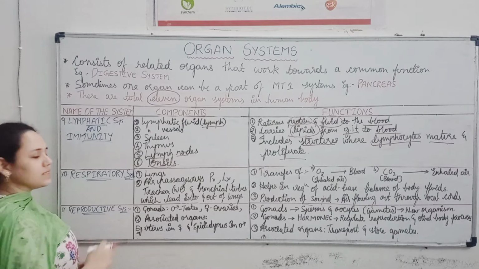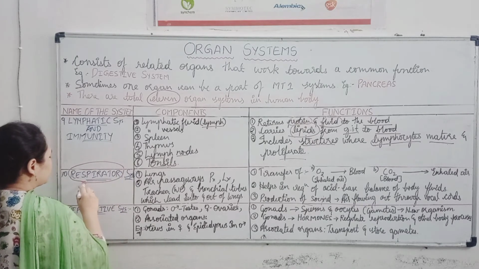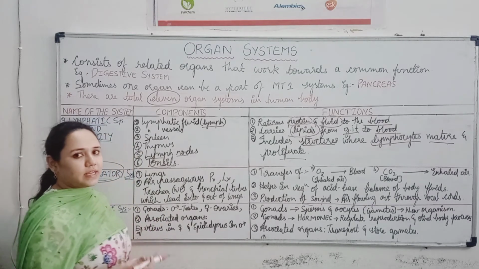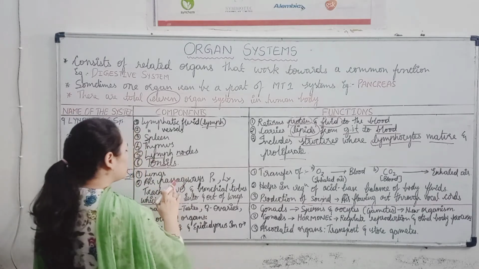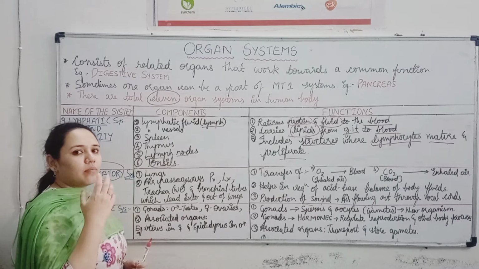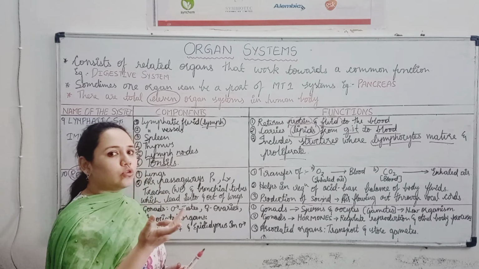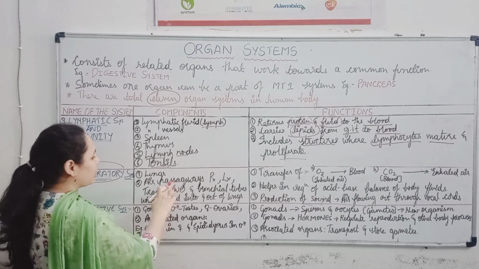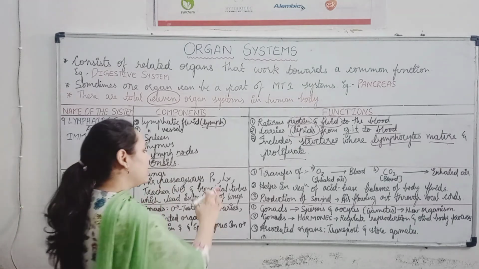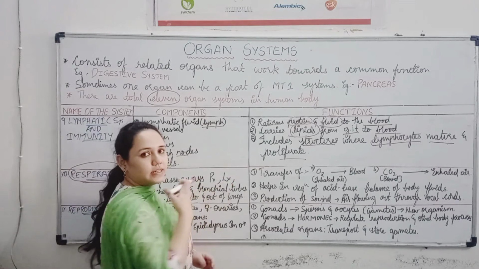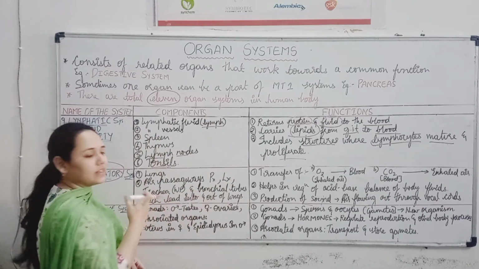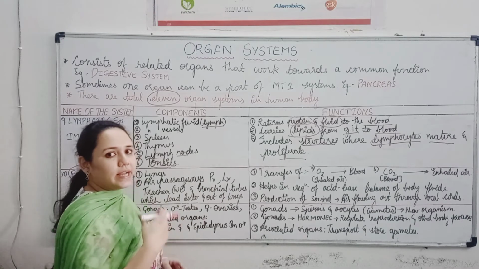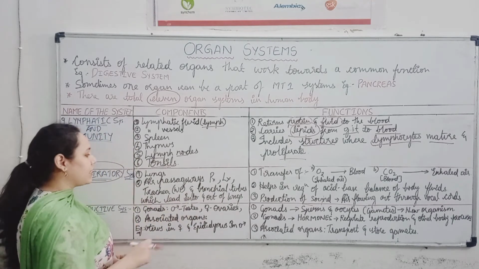The next organ system is the respiratory system. We know that the respiratory system is mainly involved in the respiration process. So what organs can it include? It includes the lungs and all the air passageways, all those tubes through which air passes in and out of our body. What are those tubes? Pharynx, that is the throat, larynx, that is our voice box, trachea, which is nothing but the windpipe, and bronchial tubes. These bronchial tubes that lead inside and outside the lungs also come under the respiratory system.